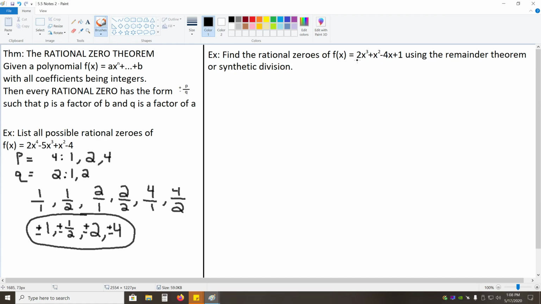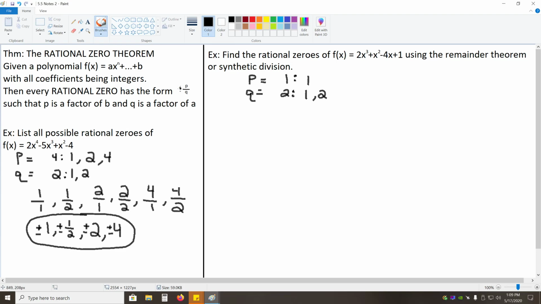So, starting off with this, we're going to list our P and Q. Remember, we take the constant for P and we find all of its factors. The factors of 1 are just 1. And now we take this 2 for Q and we find all of its factors. The factors of 2 are just 1 and 2.